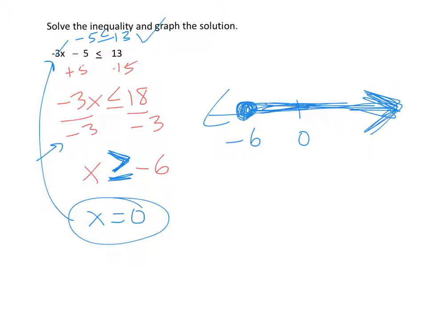So that is how you do inequalities. Again, very similar to equations with that one exception about the negative sign flipping it. But always double check your answer just to make sure that it works.